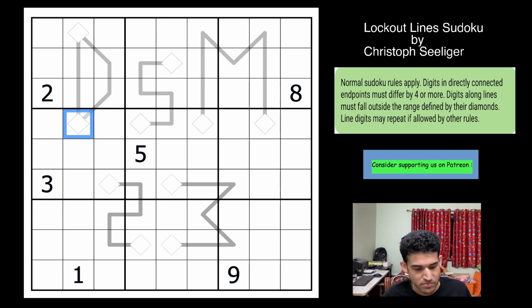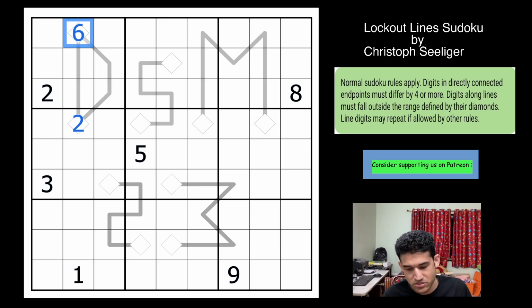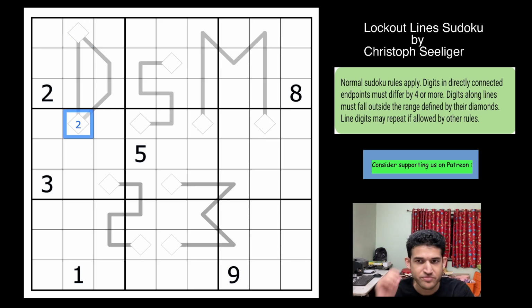So if, for example, let's say we have a 2 here and a 6 here, the difference is at least 4, then all these 4 cells cannot take any of 3, 4, 5 because they are falling between 2 and 6. They also cannot take 2 and 6, which are the digits on the diamonds. They cannot be any of the digits on the diamonds or any of the digits which fall between them. So these are the rules of a Lockout Line Sudoku, an interesting variant.